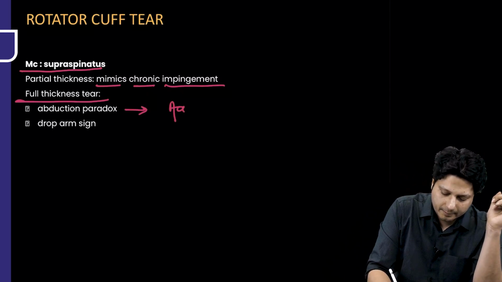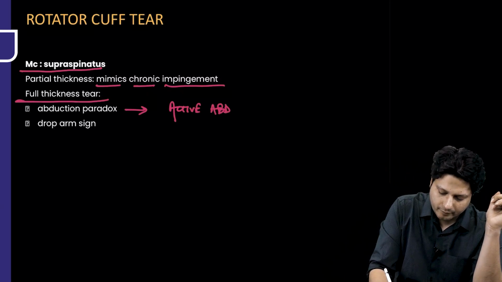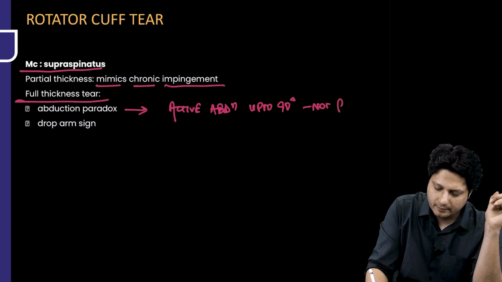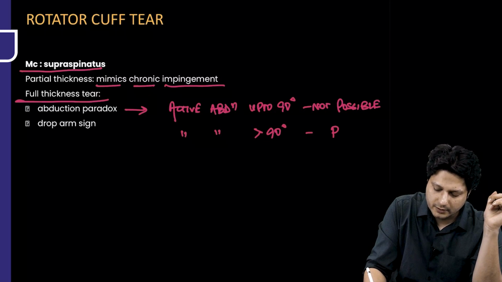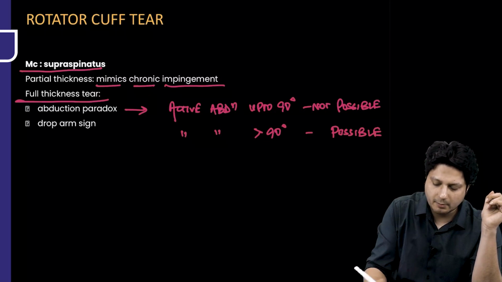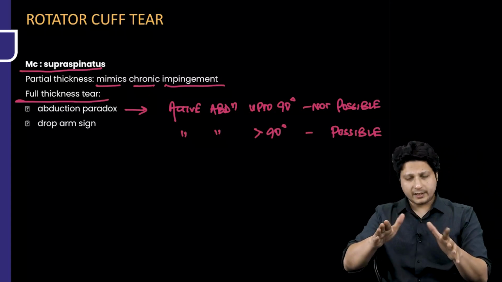Now, what is abduction paradox? It is active abduction up to 90 degrees, not possible. But active abduction beyond 90 degrees is possible. This is what we have already discussed about. In case the patient is having a complete tear of supraspinatus tendon, you ask a patient to lift the arm into abduction, he won't be able to. But when you passively lift it up to 90 degrees, then you ask him to lift it further into abduction, he would be able to. That is known as abduction paradox.